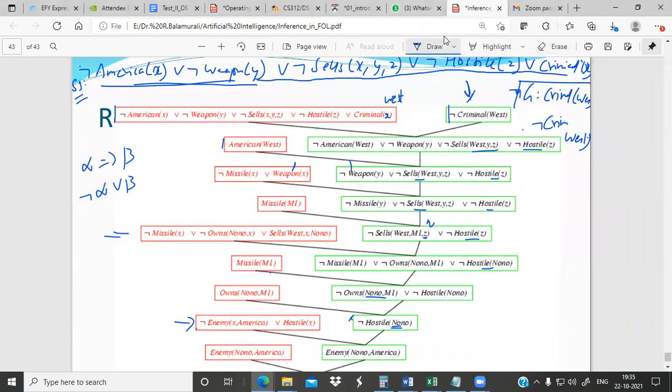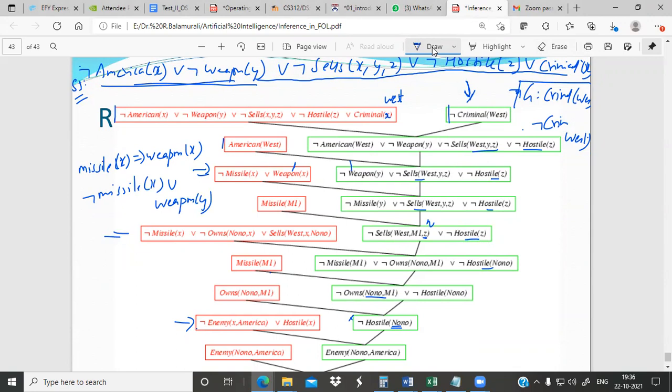Okay, so that's it about resolution. You may be wondering how we are getting this statement. This is basically in the knowledge base. We have missile of X implies weapon of X. That can be written as not missile of X or weapon of X. That is how we got this.